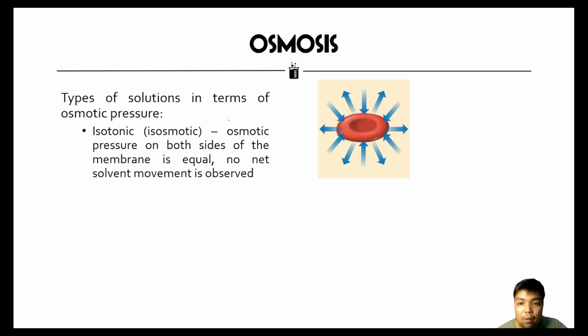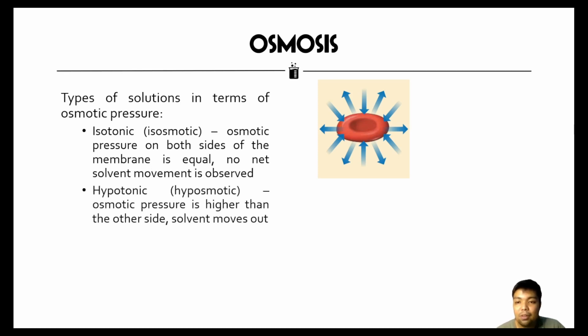Now, if the red blood cell is isotonic with respect to the external environment, there will be no net movement of water molecules. So that means water goes into the red blood cell at the same rate as the water going out of the red blood cell. Next, we have a hypotonic or hyposmotic solution, wherein the osmotic pressure is higher than the other side of your solution.